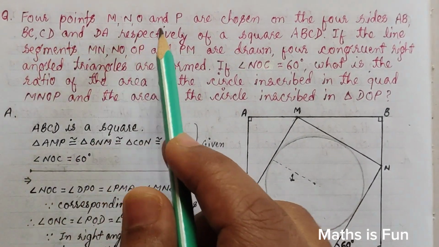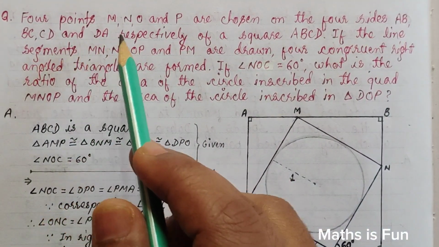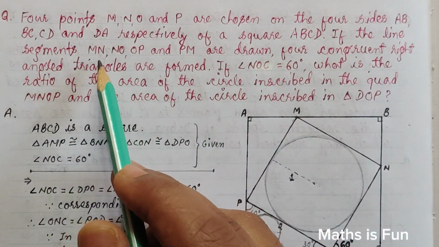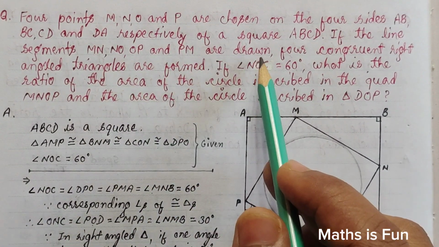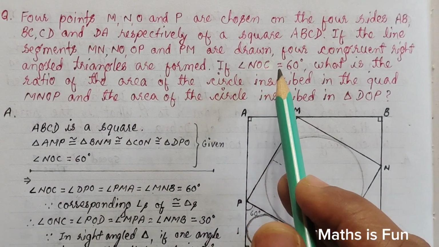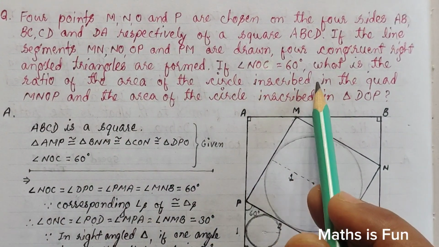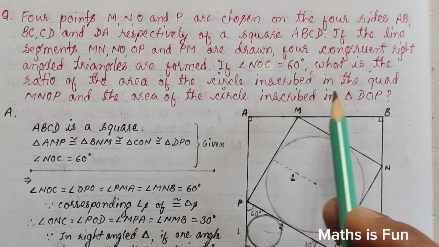4 points M, N, O, P are chosen on the four sides AB, BC, CD and DA respectively of a square ABCD. If the line segments MN, NO, OP and PM are drawn, four congruent right angle triangles are formed. If angle NOC is 60 degrees, what is the ratio of the area of the circle inscribed in the quadrilateral MNOP and the area of the circle inscribed in the triangle DOP?